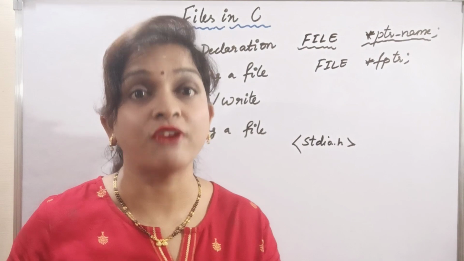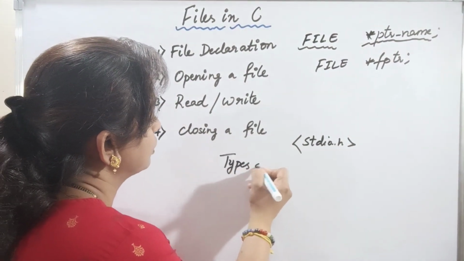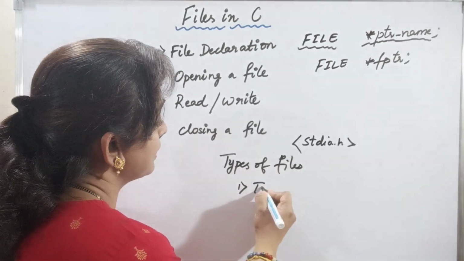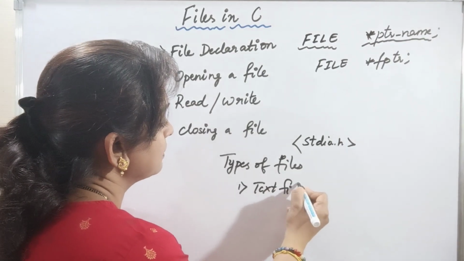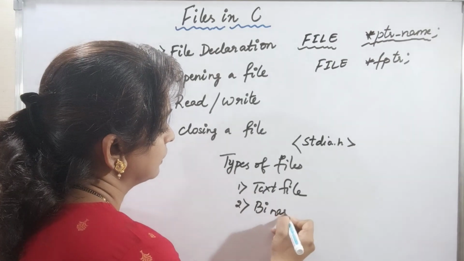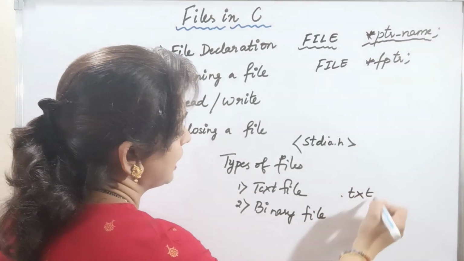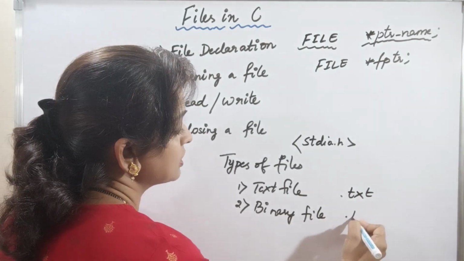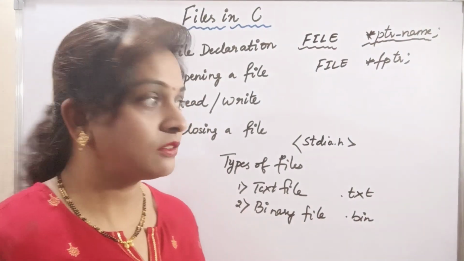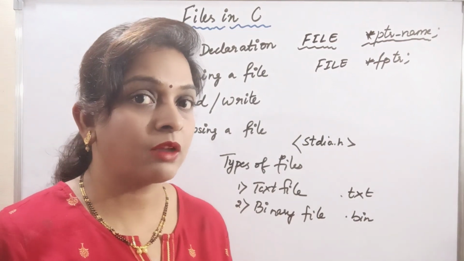Then talking about files, we have two types of files. One is the text file, that is the normal file, and the other one is the binary file. If it is a text file, the extension is .txt, and if it is binary, it is .bin. These files can be used based on the requirement of the user.